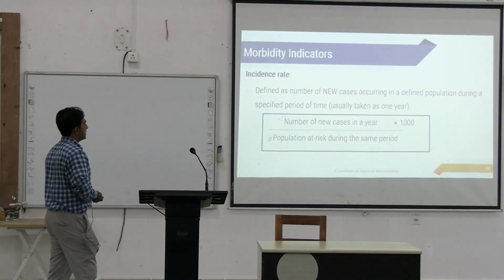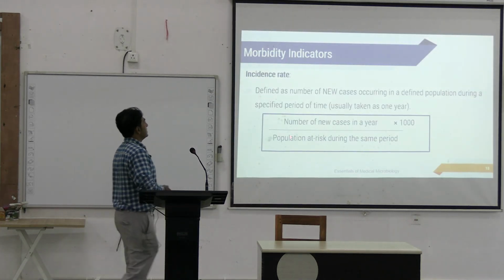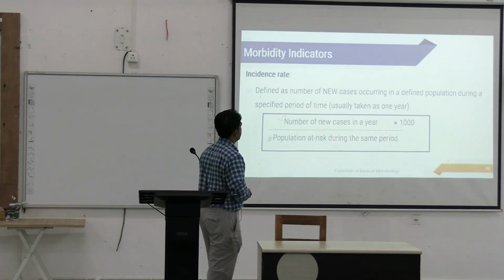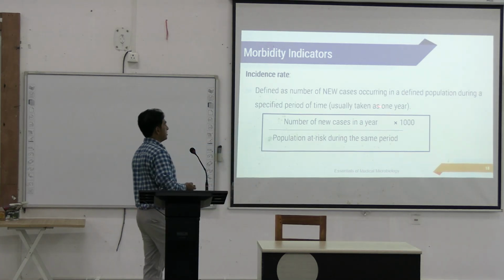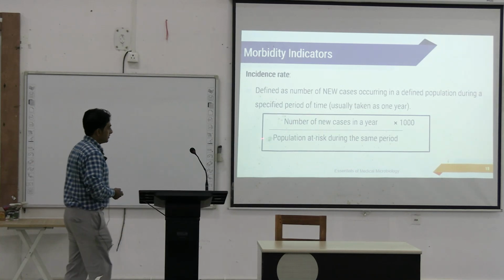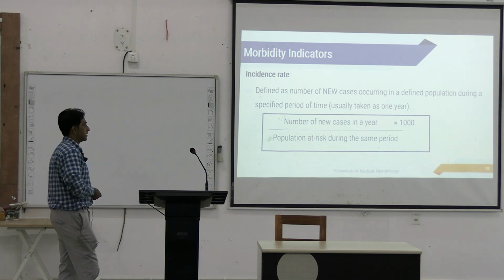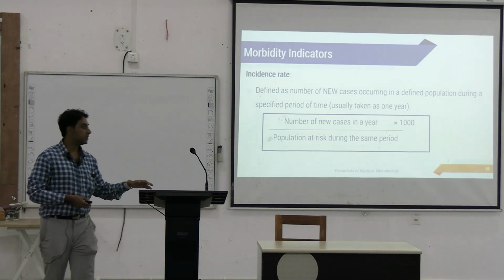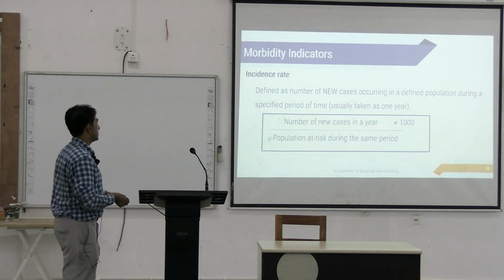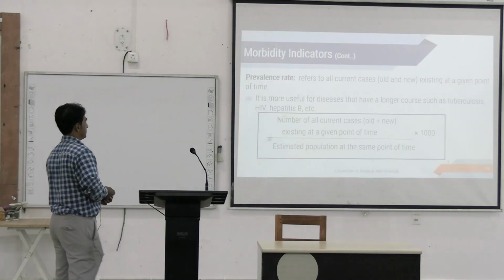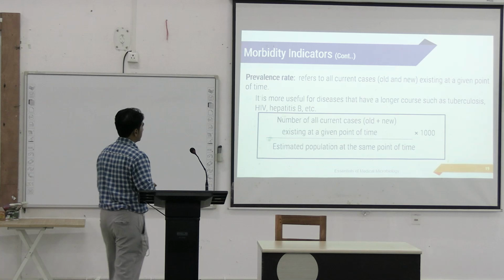What are the epidemiological indicators? Incidence rate. This is defined as the number of new cases occurring at a defined population during a specified period of time, usually taken as 1 year. Number of new cases in a year divided by population at risk into 1000. সেটা হচ্ছে incidence rate. একটা জায়গাতে কতটা পপুলেশন, সেখানে নাম্বার অফ নিউ কেসেস দিয়ে 1000 দিয়ে মাল্টিপ্লাই করলে সেটাকে বলা হচ্ছে ইনসিডেন্স রেট। প্রিভ্যালেন্স রেটটা কি?